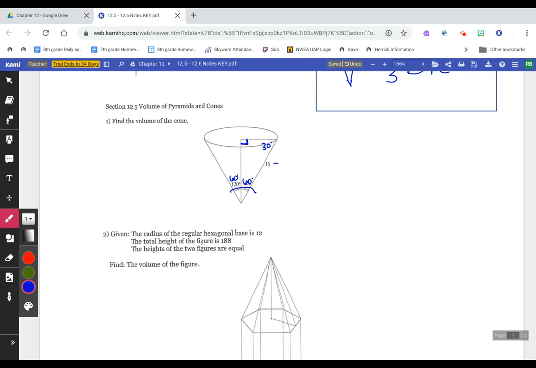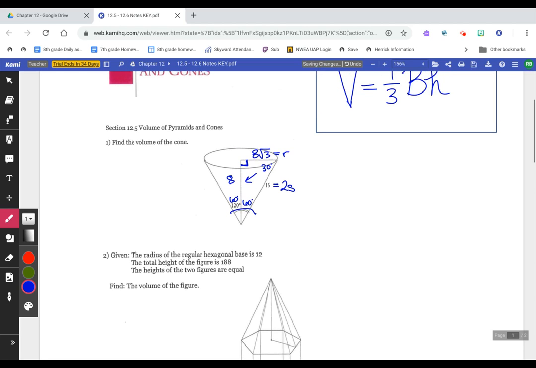16 is going to be equal to 2s. Therefore, across from the 30 degrees is going to be 8. And then across from 60 would be 8√3. So that's going to be your radius.